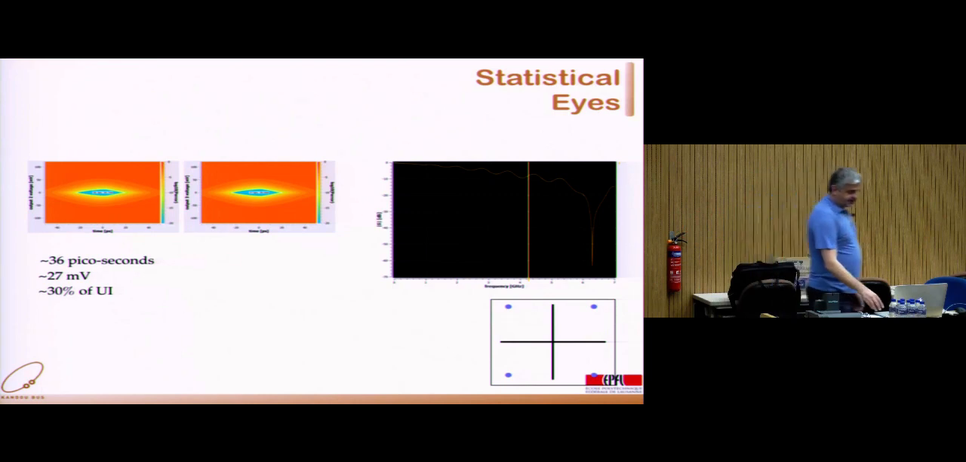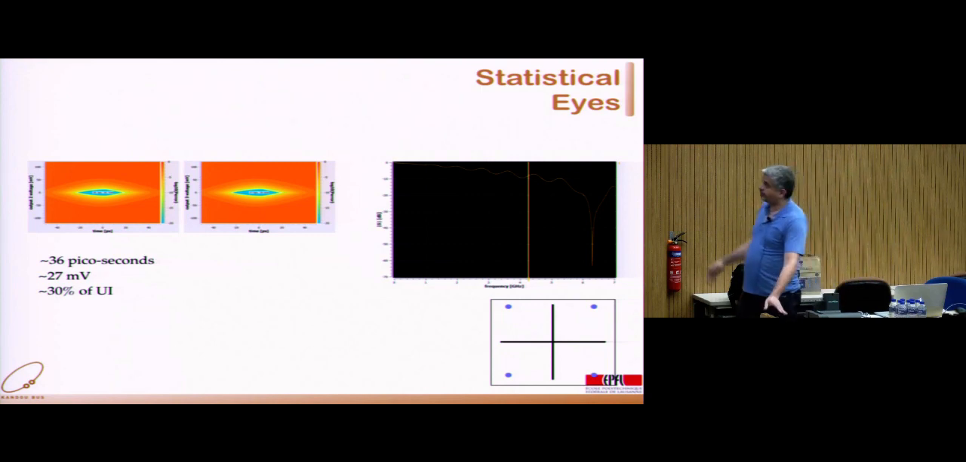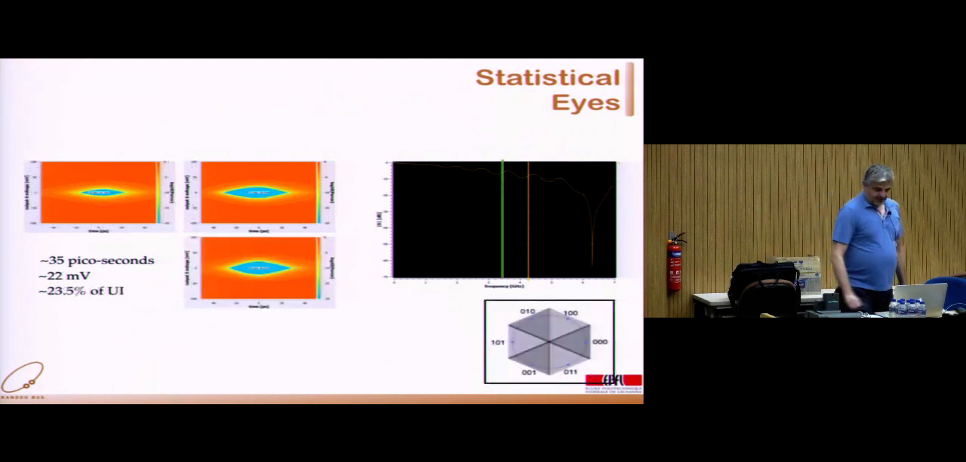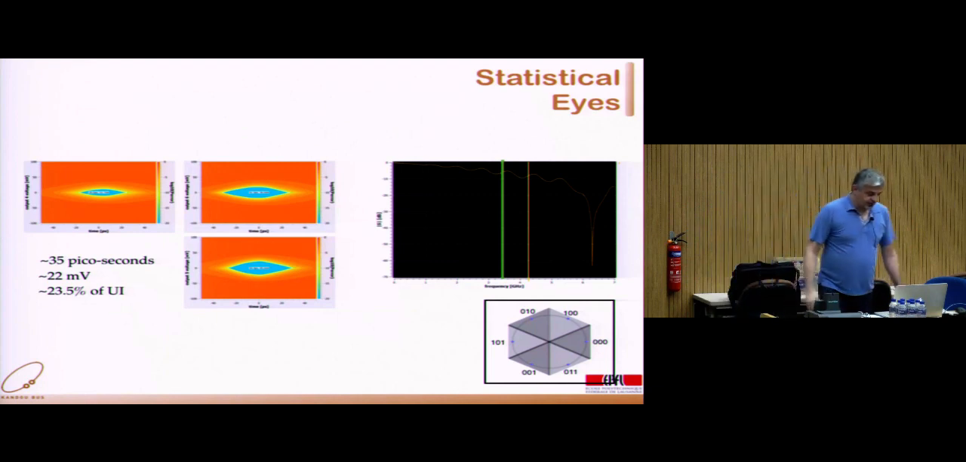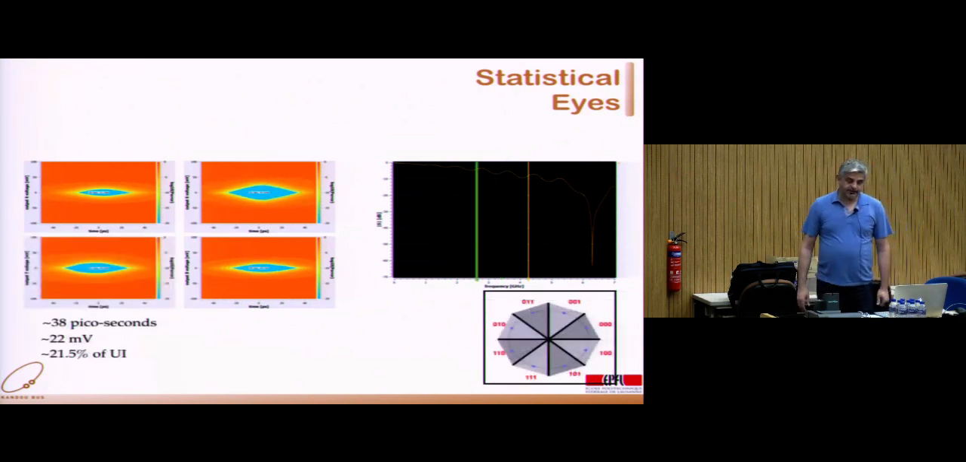OK, so if you use single-ended signaling, it turns out that the blue part has a certain width, 36 picoseconds, and a certain height, 27 millivolts. If you use the hexagon, using the hexagon means you're sending more bits per wire, so you have reduced the frequency. So you can think, oh, frequency is reduced, so noise is better. It turns out you actually lose. The width becomes smaller, and even the height becomes smaller. If you look at the octagon, it's even worse. Well, here the width went up a bit, but the height dropped.